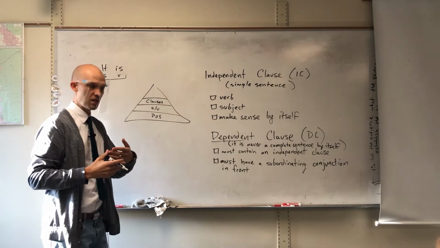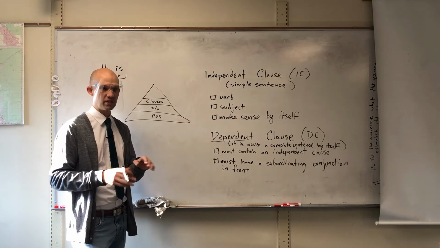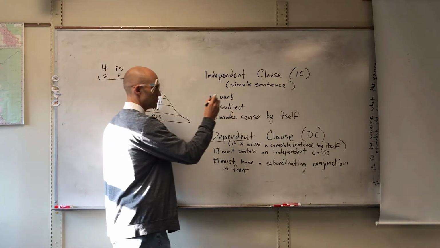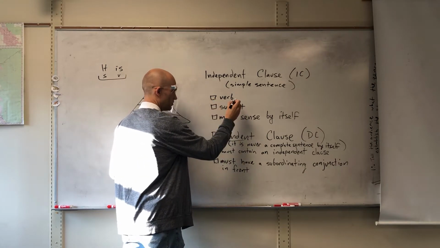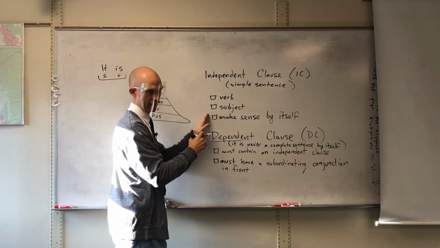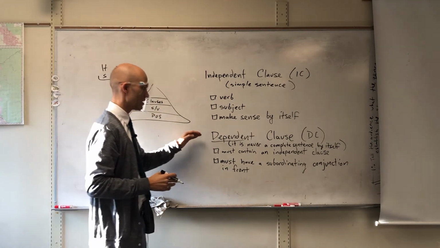That doesn't mean contextually you understand the story behind the sentence completely. It just means grammatically it can stand alone. So to be an independent clause, it's got to have a verb, it's got to have a subject, and it's got to make sense by itself grammatically. Like it is. That's fine.